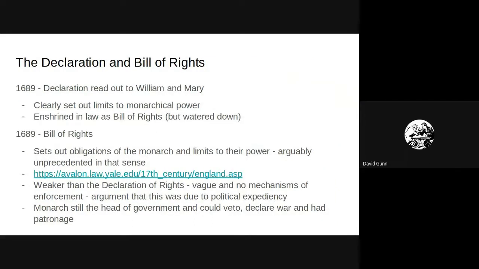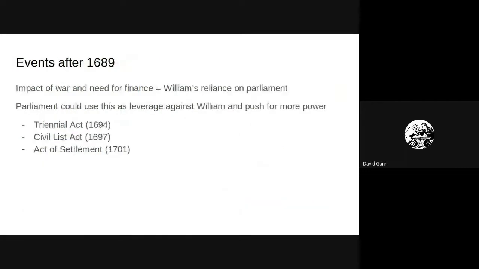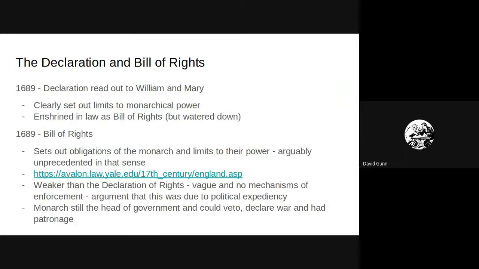Okay, so it's really important that you understand the Declaration and the Bill of Rights here. In 1689, the Declaration was read out to William and Mary when they took the throne, and this clearly sets out monarchical power. It puts limits on their power. This is something that Parliament had tried to do in the reign of Charles I, particularly. And you can see this is tying up the knots that were there in terms of the balance of power between the monarch and Parliament.